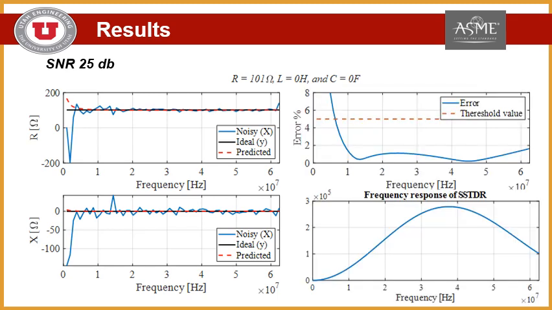As shown, the predicted curve is close to the ideal plot in both R and X figures. Conclusively, our method can extract the complex impedance with acceptable accuracy. As depicted in the frequency response, the SSTDR response does not have much power at lower frequencies, so it will have a negative impact in this frequency range. We can clearly see that in all figures, the proposed method shows poor performance at frequencies lower than 1 MHz.